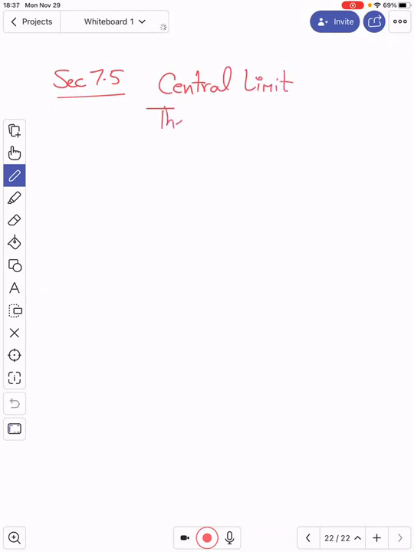As I said, this is not included in the test. The 7.5 is not in the second test. It's going to be, of course, in the final, but not in the test.